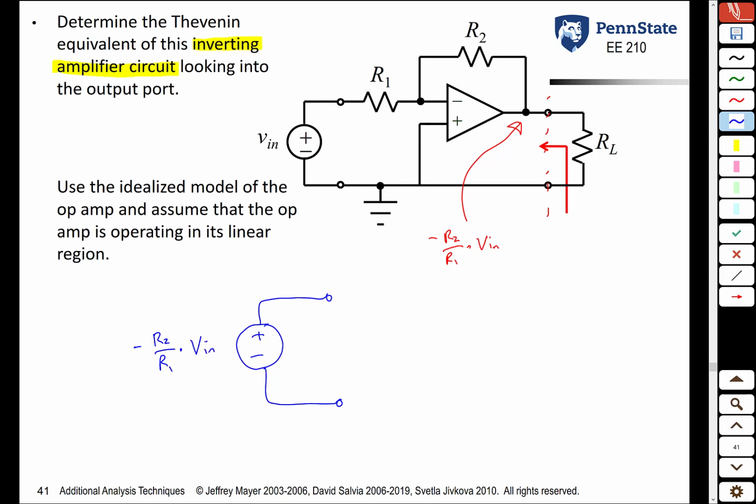times Vin. Once again, the reason that the Thevenin resistance has to be 0: if the Thevenin resistance was not 0, changing the load resistor that you put here would change the voltage across the load resistor because of voltage division. Because we know that changing the load resistor does not change the voltage across it, we know that the Thevenin resistance of the op-amp circuit has to be 0.